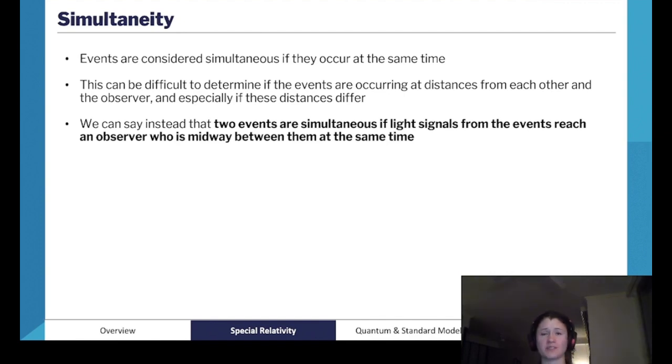Events are considered simultaneous if they occur at the same time. This can be difficult to determine if the events are occurring at distances from each other and the observer, and especially if these distances differ. So, we can say instead that two events are simultaneous if light signals from the events reach an observer who is midway between them at the same time. So this is our definition of when two events are simultaneous.